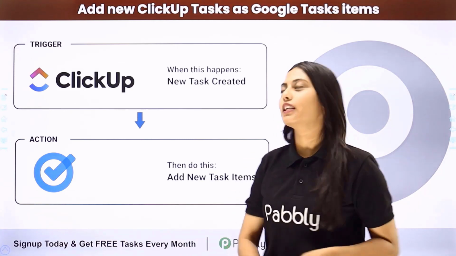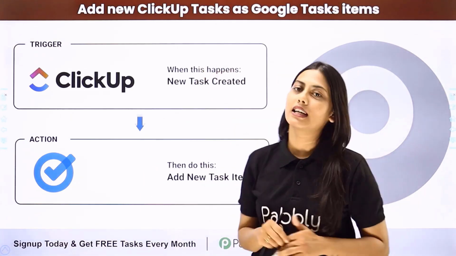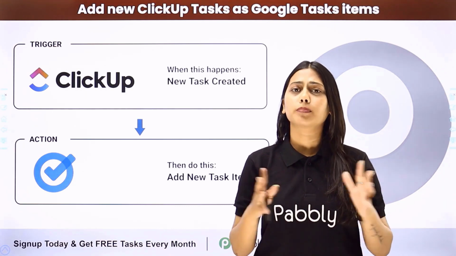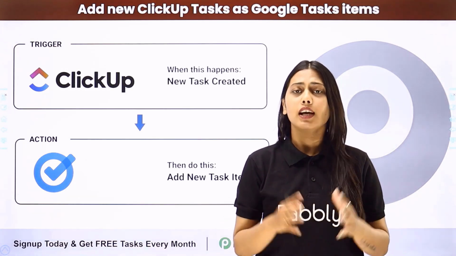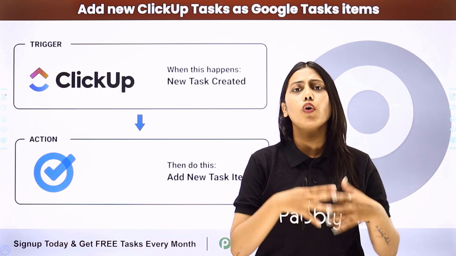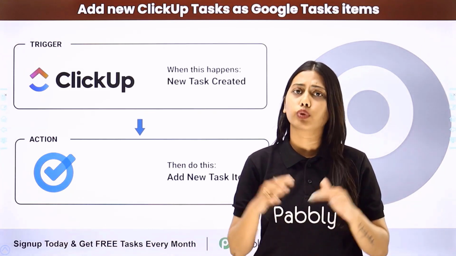Hello everyone, today we will learn how to add new ClickUp task as Google Task items. So ClickUp is a project planning and project management application, and Google Task is where you can keep the record of all the tasks you have done and you might have to do later.